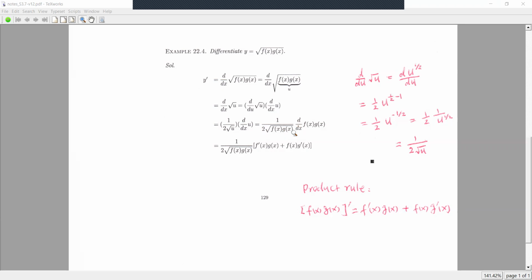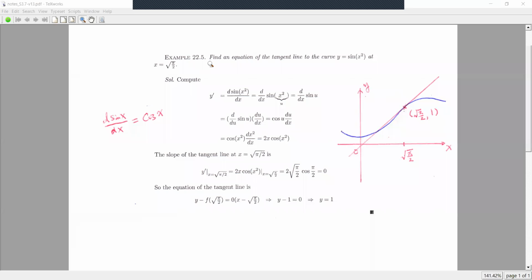Now, I still need to compute this derivative. The function in this derivative is a product, function f times function g. So I apply the product formula to compute this derivative. Then I have this equation. This is the answer to this example, derivative of y.